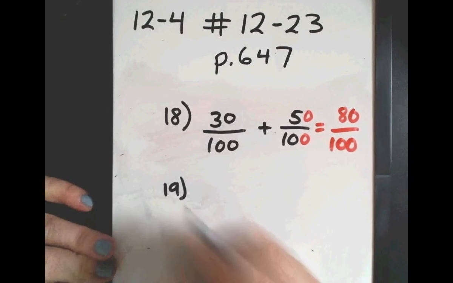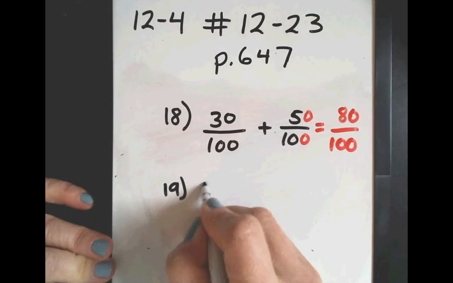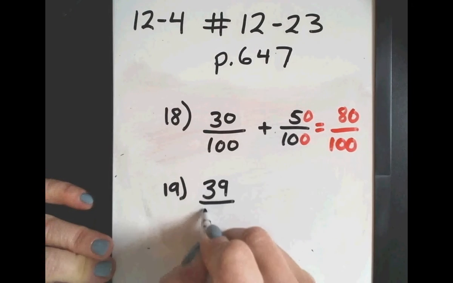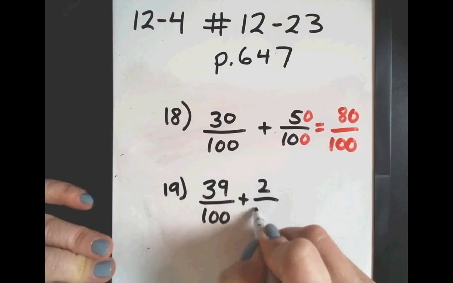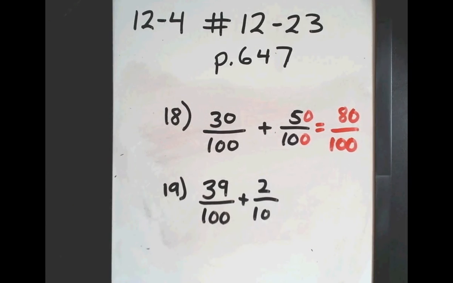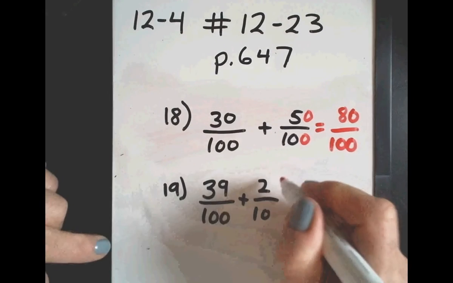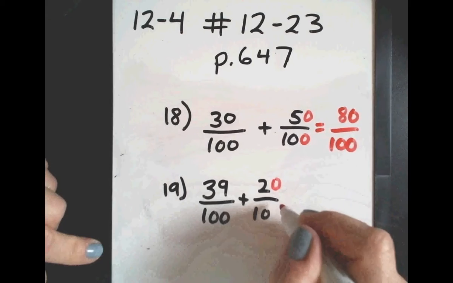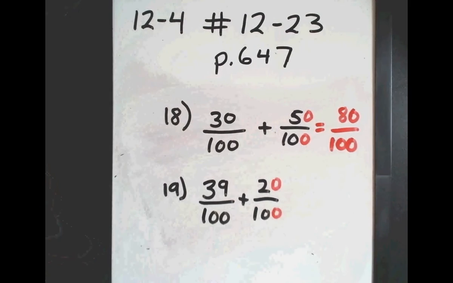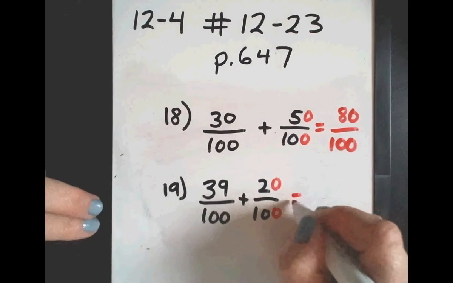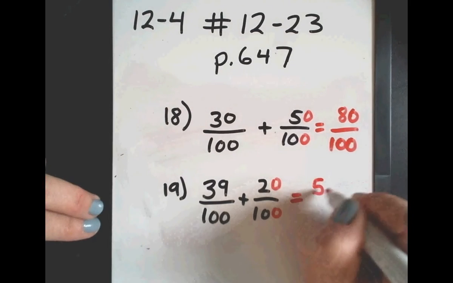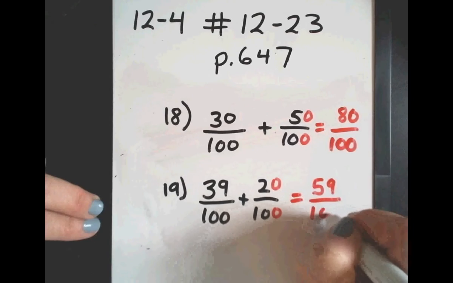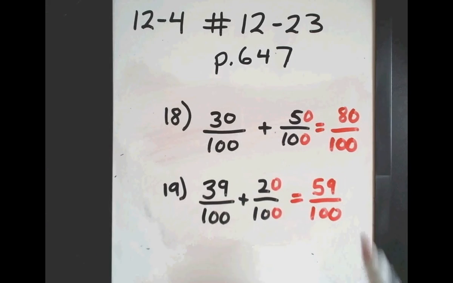And I'll just do number 19 down here since I have room. Number 19, 39/100ths plus 2/10. And yes, I know I can't add them together because the denominators don't match. So I'll add a 0 to the numerator, a 0 to the denominator, and now I've got an easy peasy problem. 39 plus 20 is 59, so that is 59/100ths for number 19.